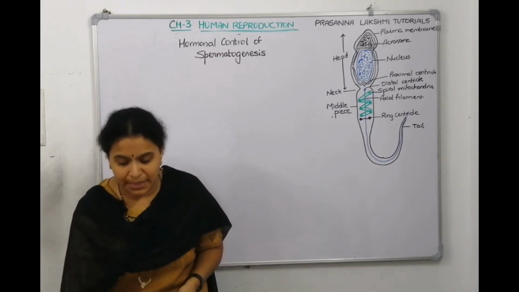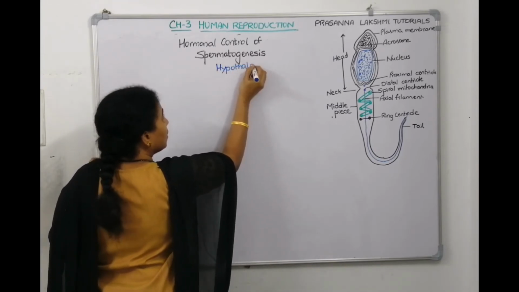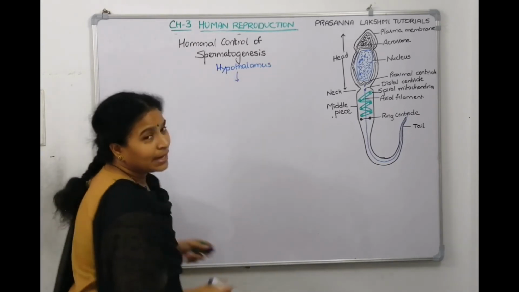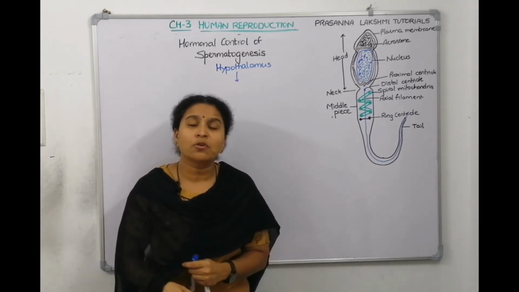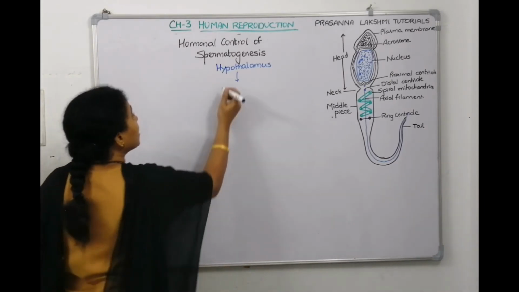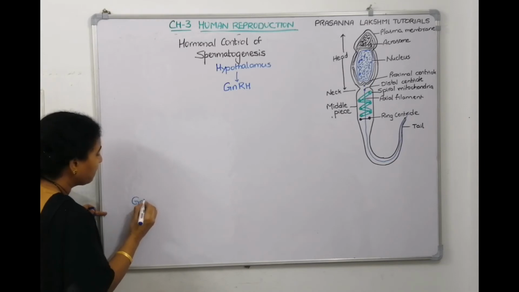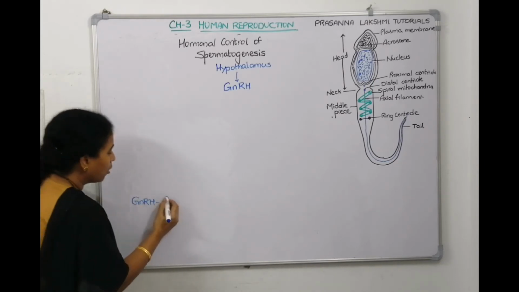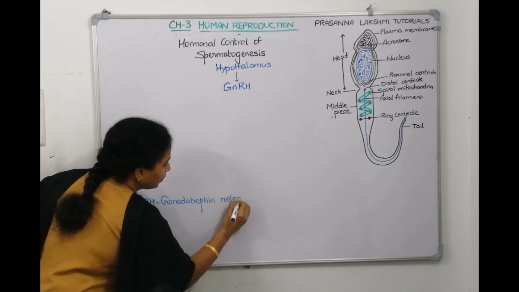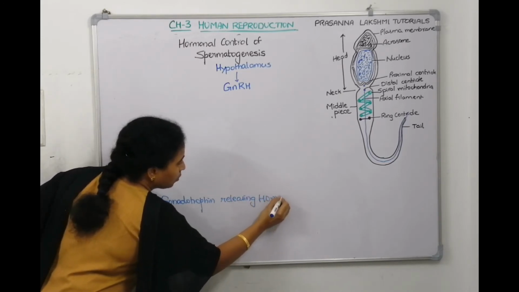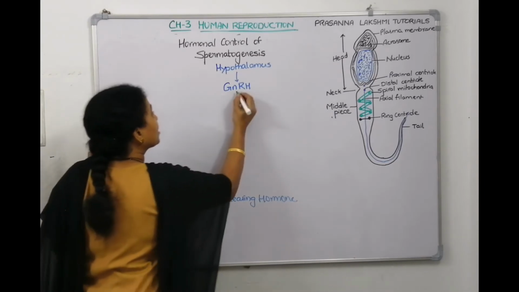Now, the hypothalamus is there, right? What will the hypothalamus do? The hypothalamus will release 2 categories of hormones, releasing hormone and release inhibiting hormone. So, the hypothalamus releases a hormone which is called GnRH. What does GnRH stand for? We will write it down here. GnRH stands for gonadotrophin releasing hormone. Who released it? The hypothalamus has released GnRH.